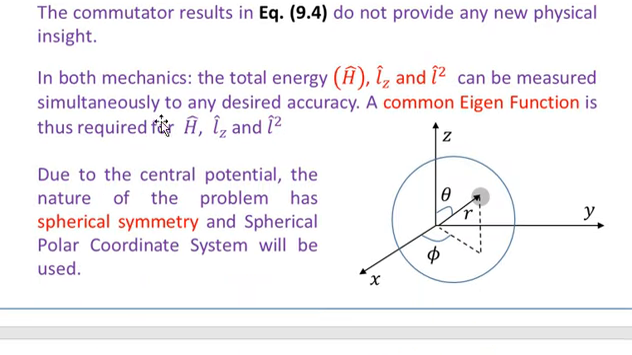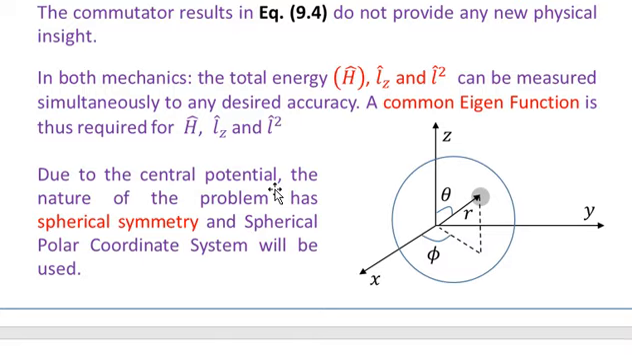In both mechanics, that is in classical mechanics and quantum mechanics, the total energy H, the z component of the angular momentum, and the square of the angular momentum can be measured simultaneously to any desired accuracy. So these three quantities commute with each other. A common eigenfunction is thus required for all these three operators, that is for the H operator, Lz operator, and L square operator. So you see that we need a common eigenfunction for all these operators.